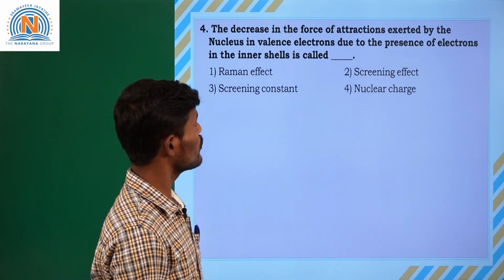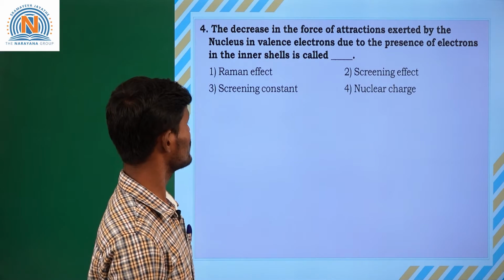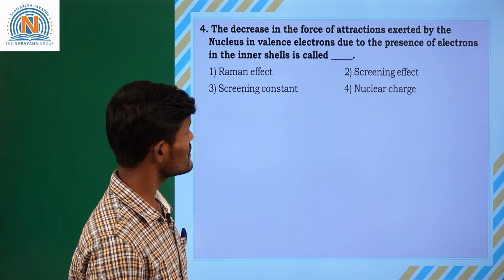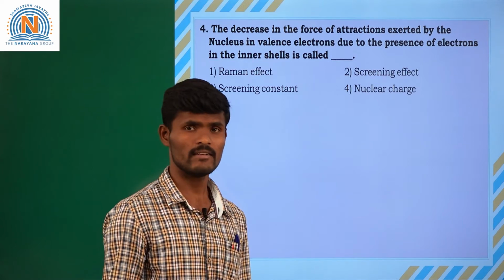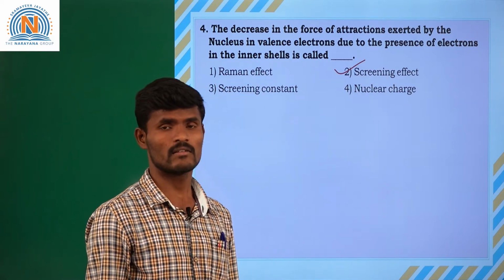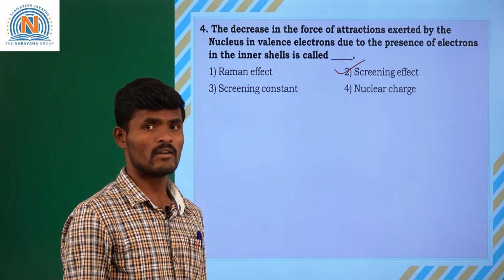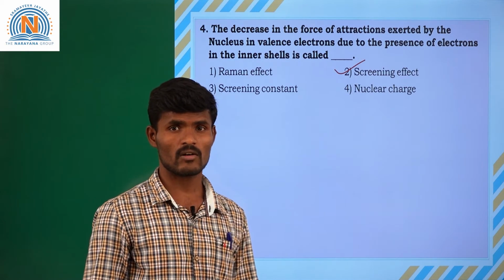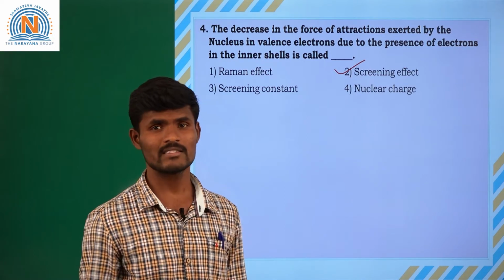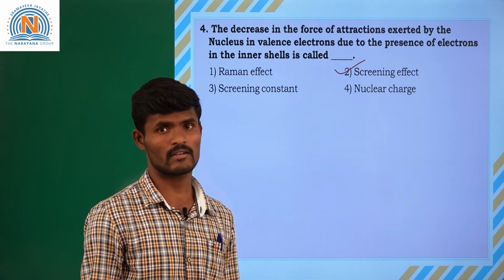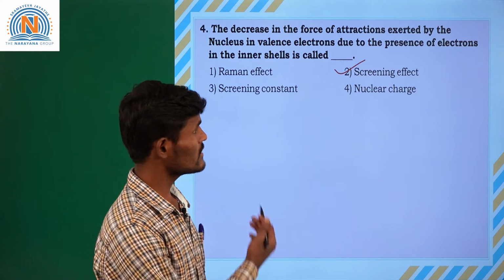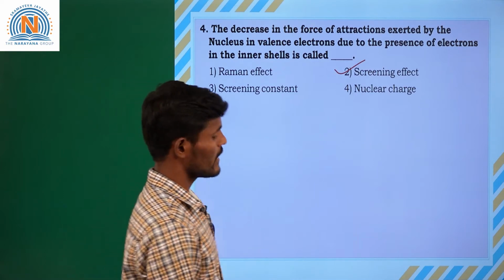The decrease in the force of attraction exerted by the nucleus on valence electrons due to the presence of electrons in the inner shells is called screening effect. Simply, how can you define screening effect? Due to the presence of inner shell electrons, the nuclear power of attraction somewhat decreases on the valency electron. That is called screening effect or shielding effect. So the answer is the second option. Next, the fifth question.